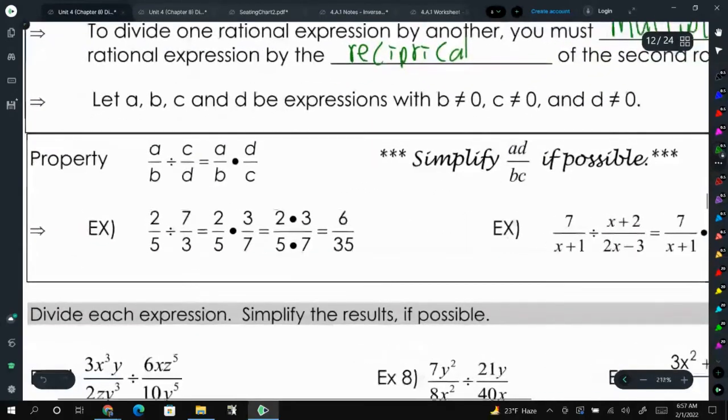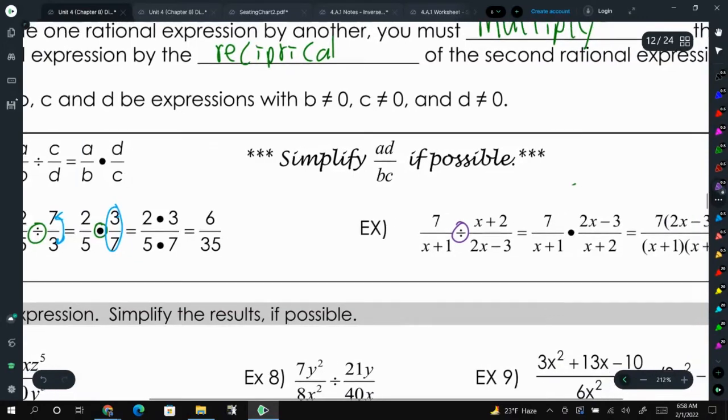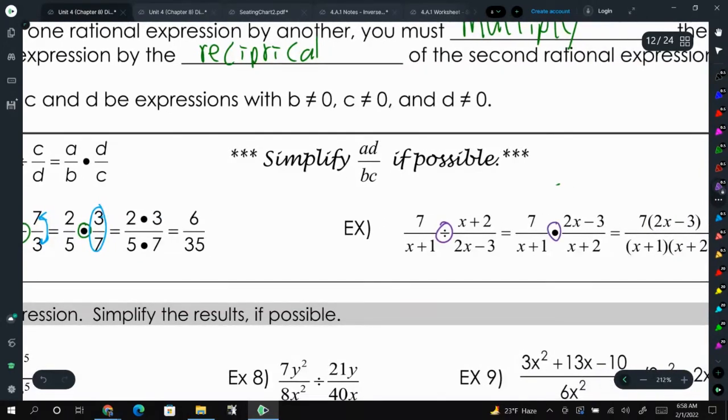So if you look down here, if we want to do 2/5 divided by 7/3, we change the division to multiplication, and then we flip the second fraction. Same thing works over here. We have a dividing, so instead we change it to multiplying, and then we flip the second fraction, and then we do what we did above. So if you're comfortable with multiplying, you're going to be just as comfortable with dividing.